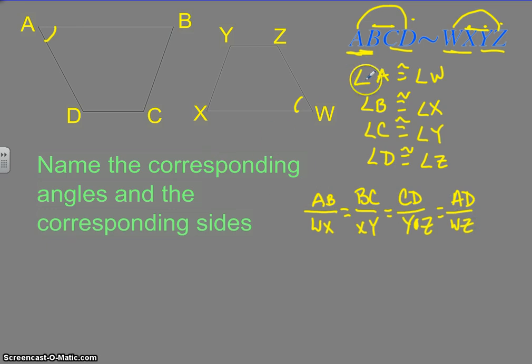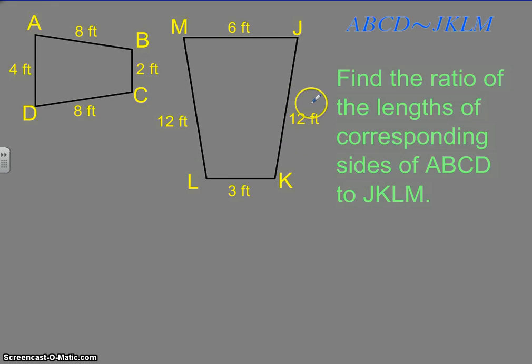Okay, there's the corresponding angles. These are the corresponding sides. This is one set of corresponding sides, so on and so on. And these ratios equal each other in similarity. Okay, now let's use that information to answer this question. We know that ABCD is similar to JKLM. Okay, it says find the ratio of the lengths of the corresponding sides of ABCD to JKLM.